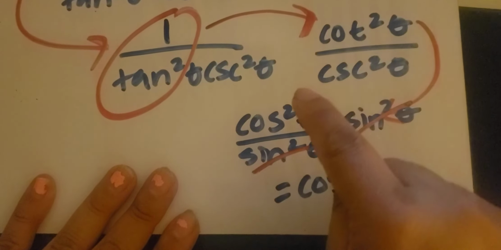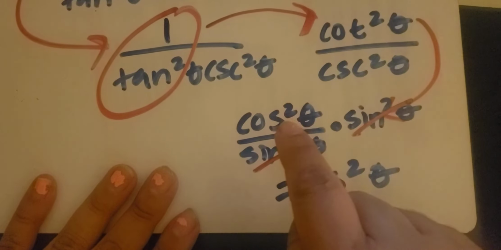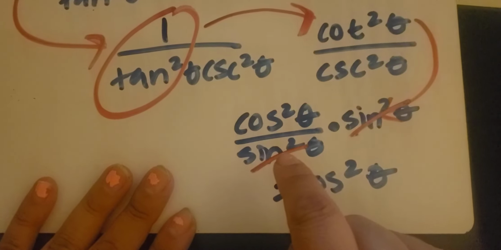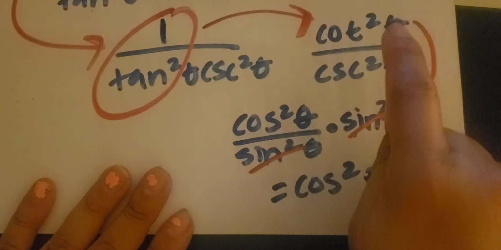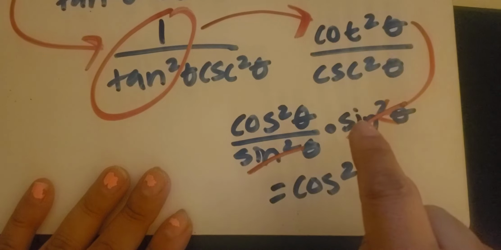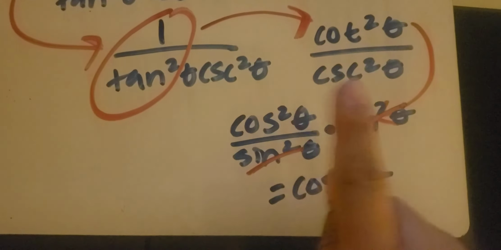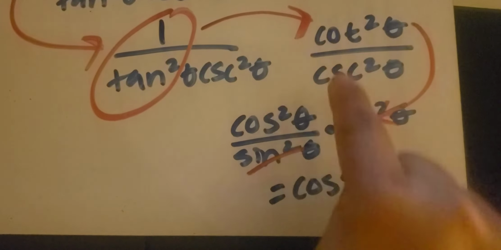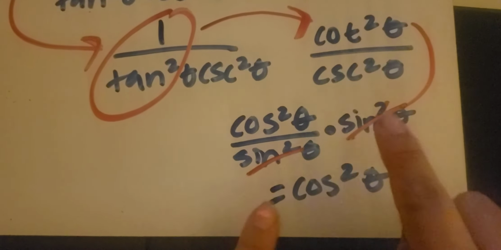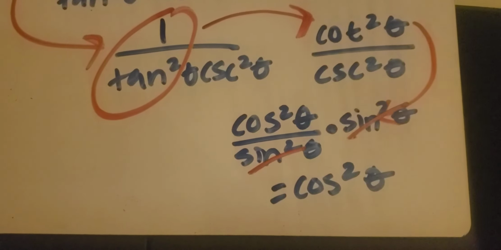Cotangent, I could rewrite as cosine over sine, but because it's squared, then cosine should be squared and sine should be squared, okay? And this is like 1 over cosecant. 1 over cosecant is the reciprocal of sine, so I should just multiply by sine squared, okay? Not divide anymore because that's the reciprocal. So now the sine squares will cancel out, and I'm just left with cosine squared theta, okay?